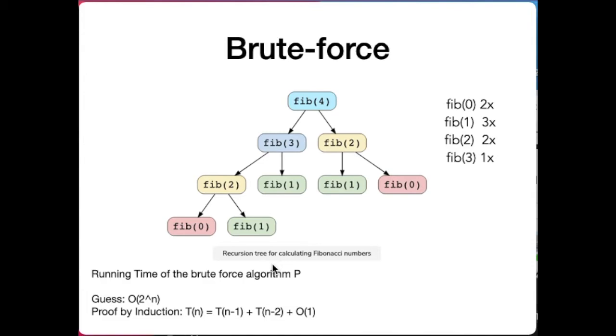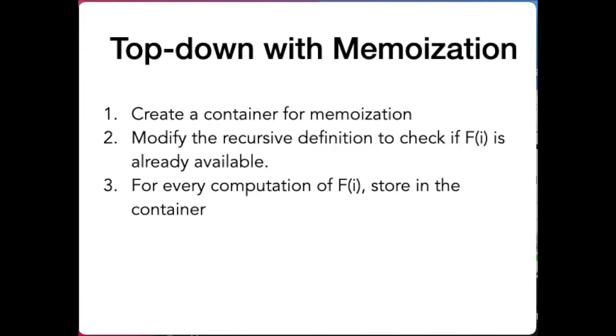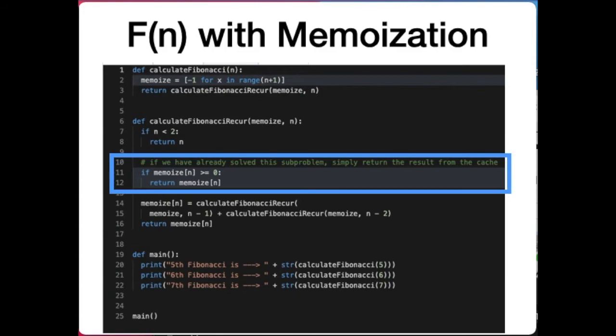So we can improve this brute force algorithm by doing the first approach, the top-down memoization. The way to do it is to create a container for the memoization and modify the recursive definition to check if a particular subproblem is already solved and is available. And then for every computation, store the content in the container if it's not yet there, and if it's there, retrieve the content.